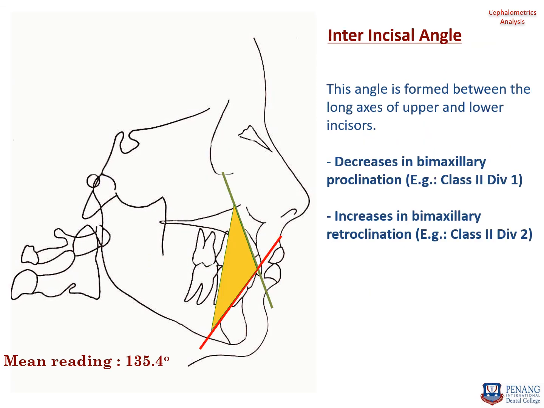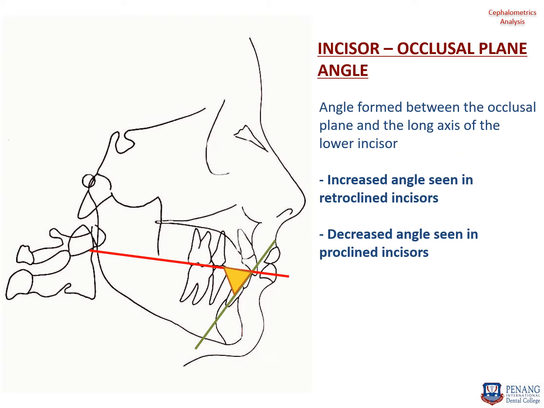The next angle is interincisal angle. We have already spoken about it previously. However, this is an angle formed between the long axis of upper and lower incisors. Okay, so where can you see it decrease? In cases of bimaxillary proclination, and the angle is decreased, as in class 2 division 1 cases. You will see an increase in bimaxillary retroclination, as in class 2 division 2 cases.